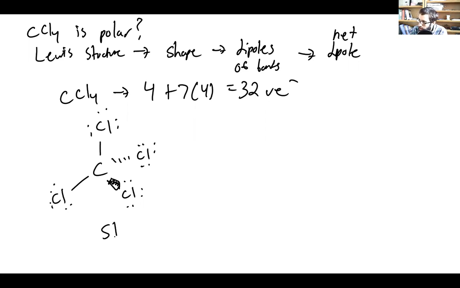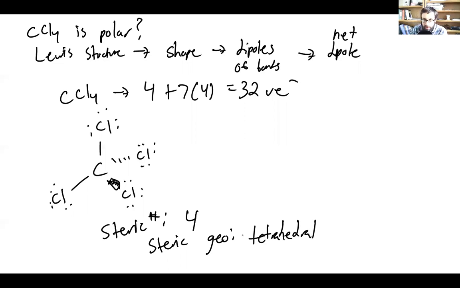The steric number here is what we're going to have to calculate to help us get the shape. And that's going to be 4. There's 1, 2, 3, 4 bonding sites. There's no lone pairs on the central atom. And then you're going to have your steric geometry. That's going to be tetrahedral. That just comes from it being 4. And then you're going to have your molecular geometry. And since there's no lone pairs on the central atom, it's going to be also tetrahedral.